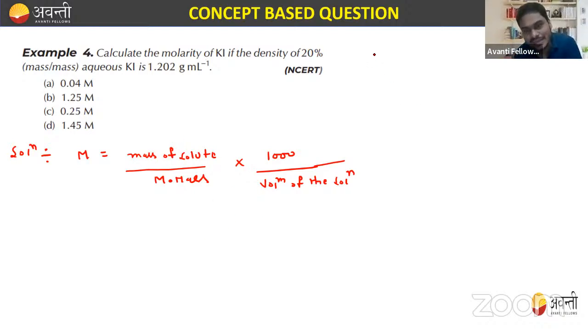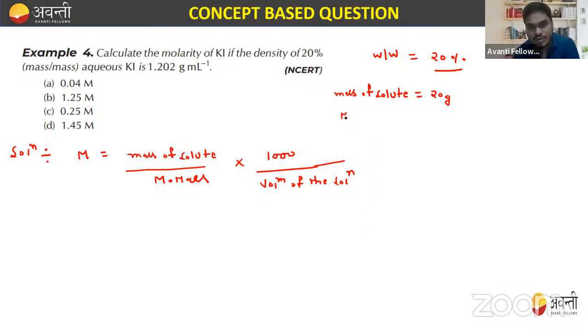We already discussed that mass percentage is weight by weight. So 20% weight by weight means 20 gram of the solute is present in 100 gram of the solution. That is the meaning of 20% here. So from the question itself, the mass of solute is equal to 20 gram.